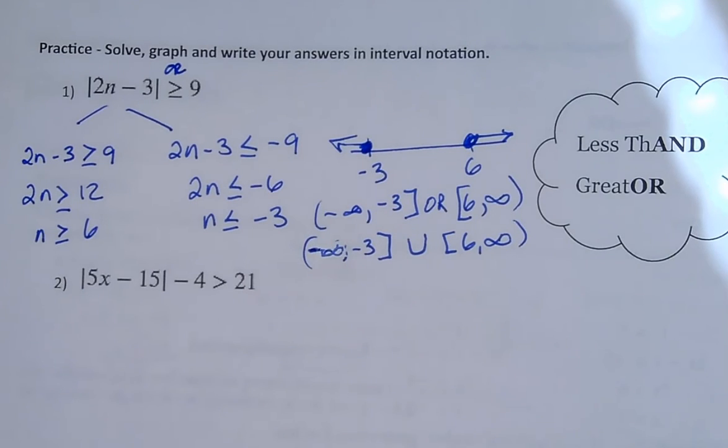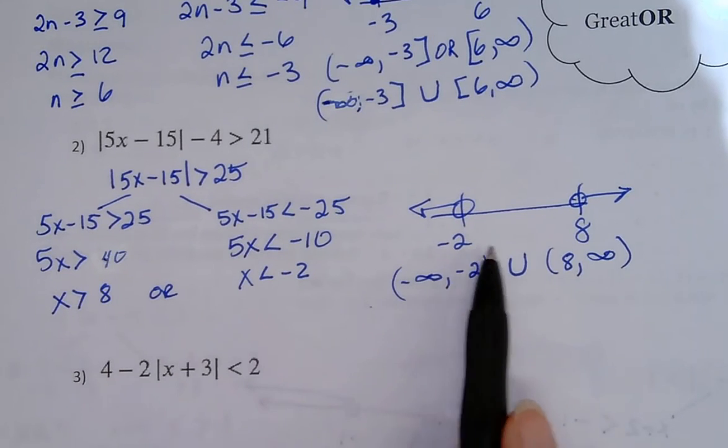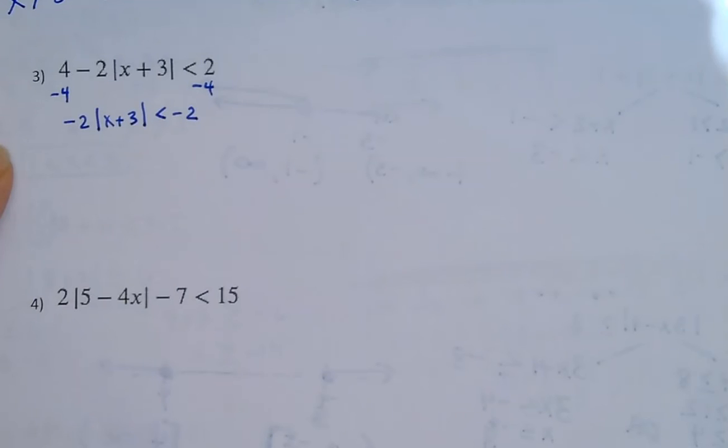All right. Pause and complete number 2. With number 2, once you solve, you'll end up with x is greater than 8 or x is less than -2. That's what it looks like on our number line. And we write interval notation like that. Okay, pause and work on number 3.